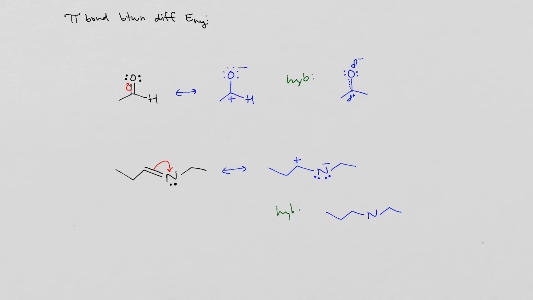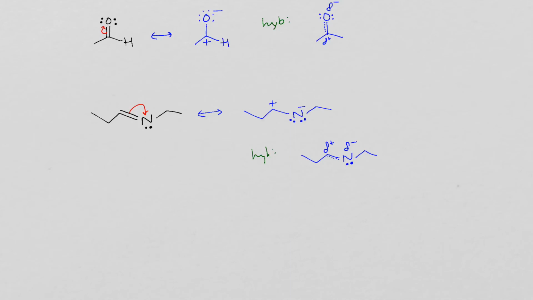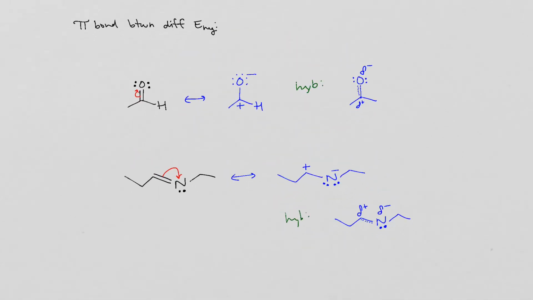Here, let me draw that actually the other way around. Lone pair down here, partial negative, and a partial positive on that carbon with a dotted line between the carbon and the nitrogen. And that is a pi bond between two atoms of differing electronegativity.